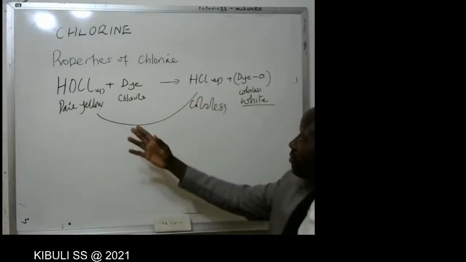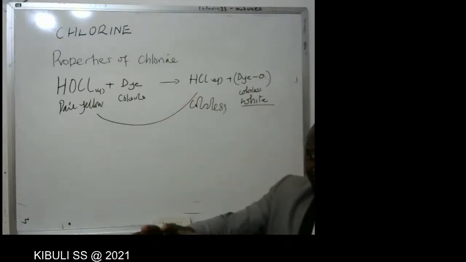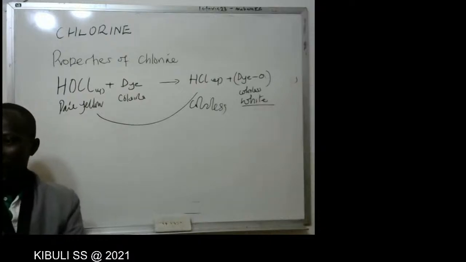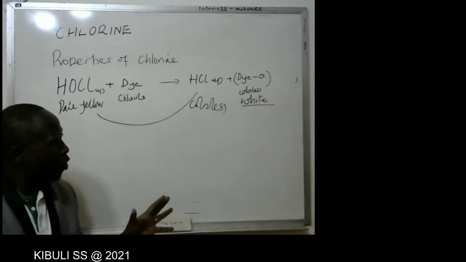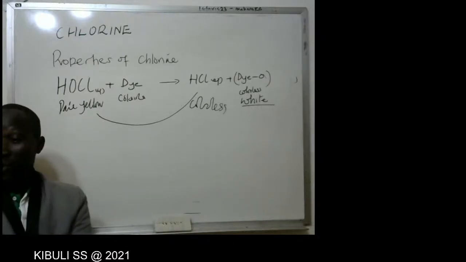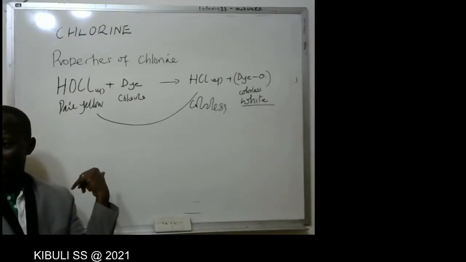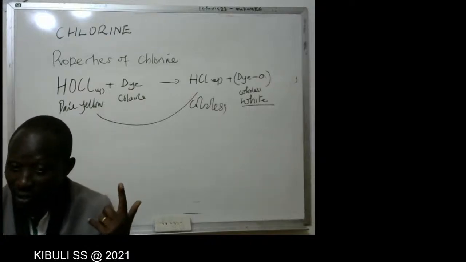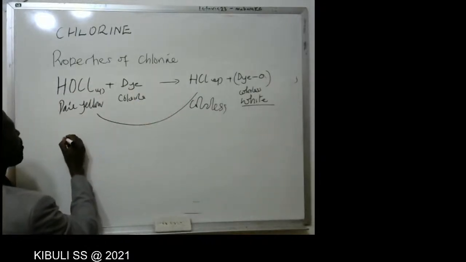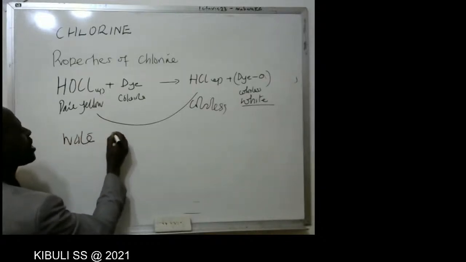Where do we find this reaction being used? Application. Where do we find this reaction being used other than in the textile industry and so on? In normal life, at home. Some of the items we are using at home, substances we are using at home. Where do we find this reaction being used? In what? In water treatment. Wonderful. Use it in water treatment.